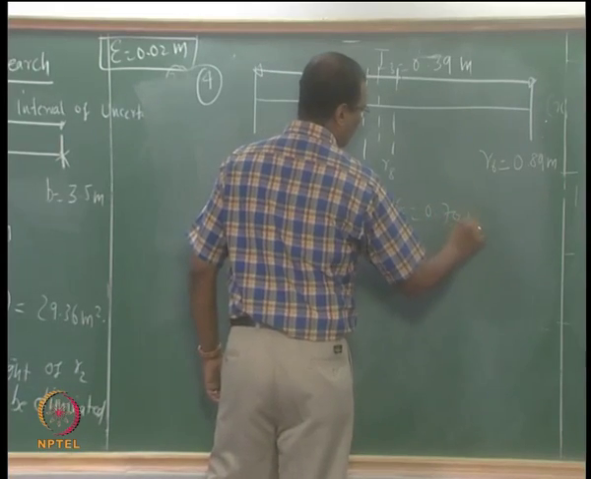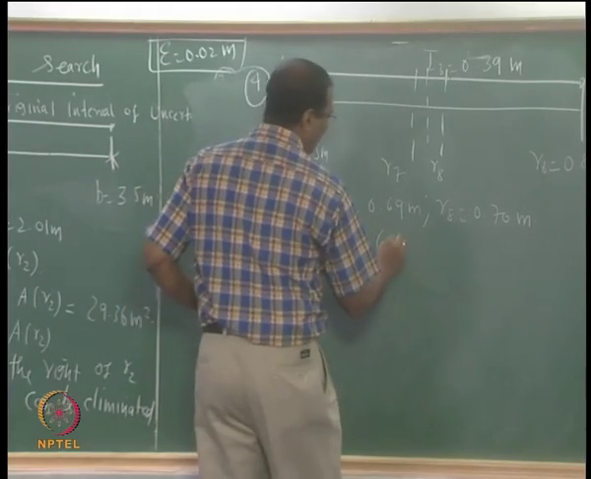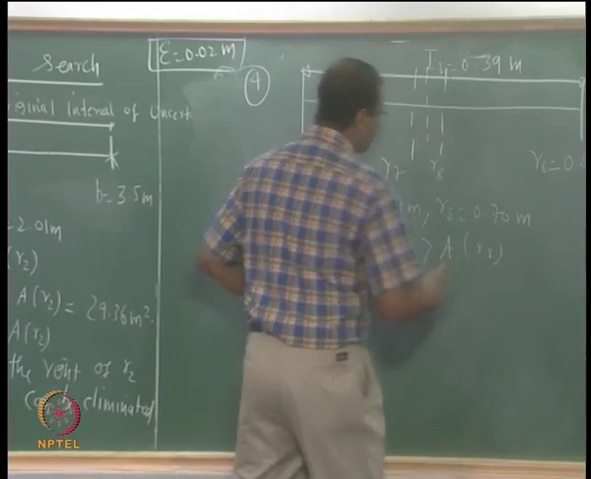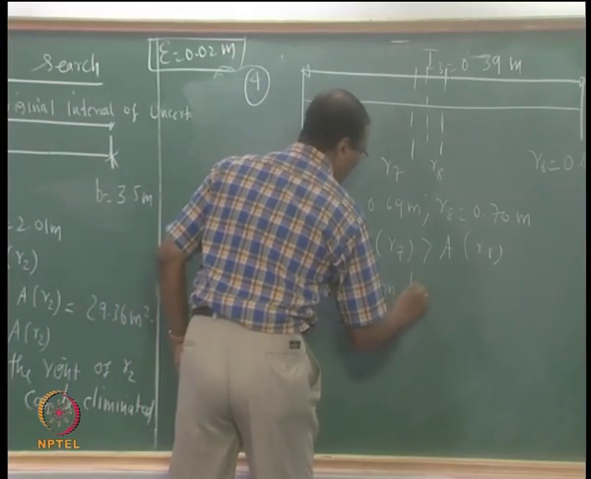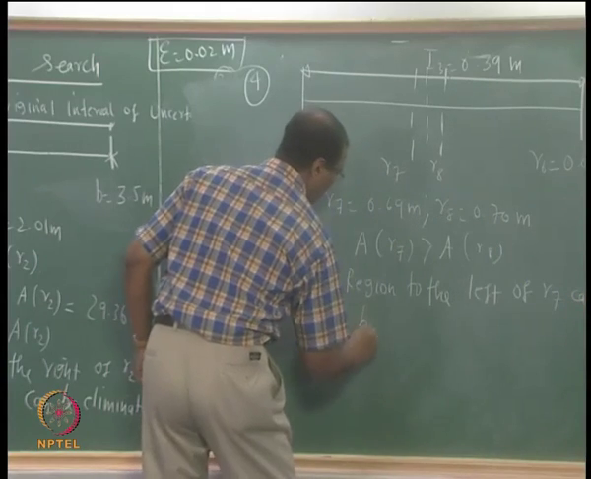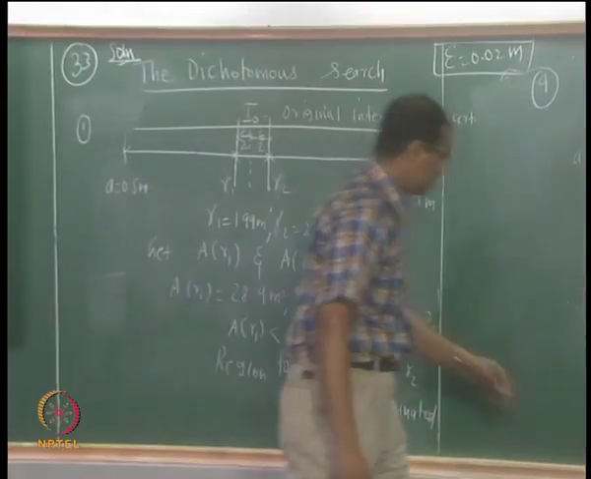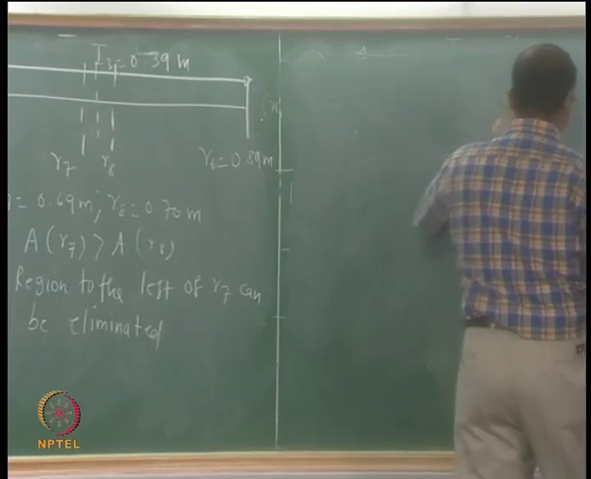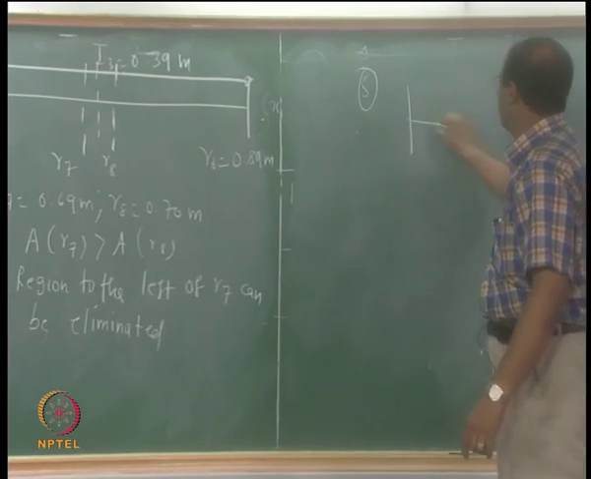Okay. A of R7 is greater than A of R8. That is my intuition. Please do it. A of R7 is greater than A of R8. Therefore, the region to the left of 7 can be eliminated. Is that correct? We are not going to do one more iteration, but we will leave it like this.